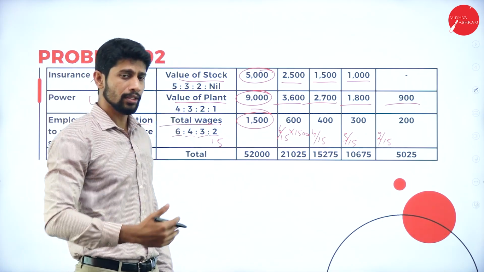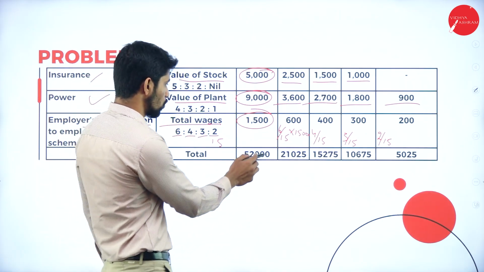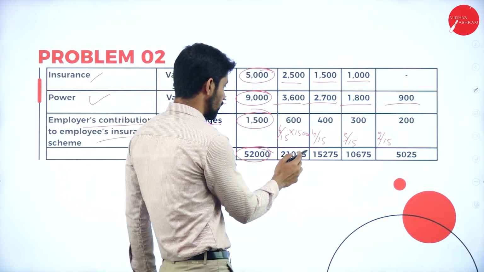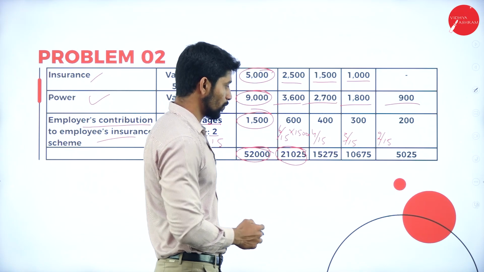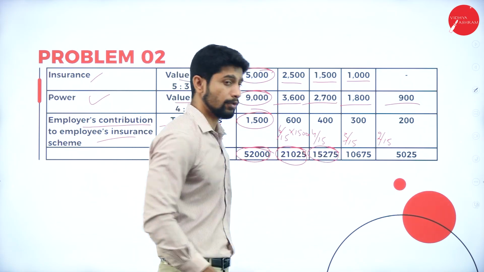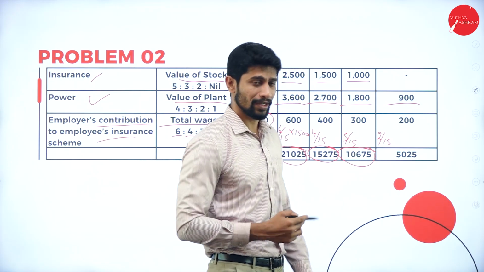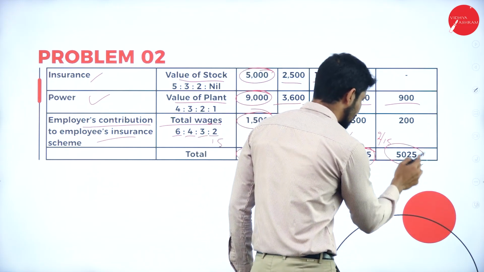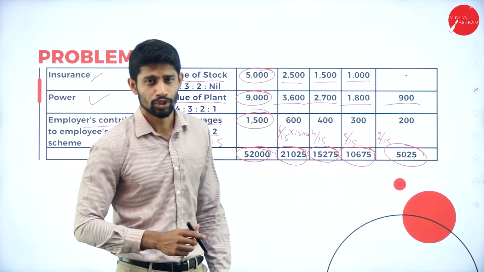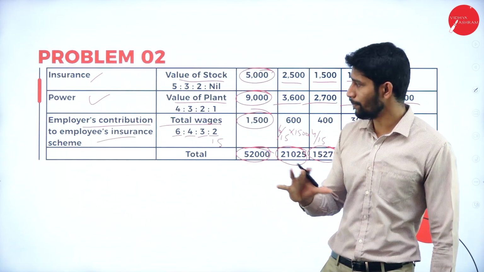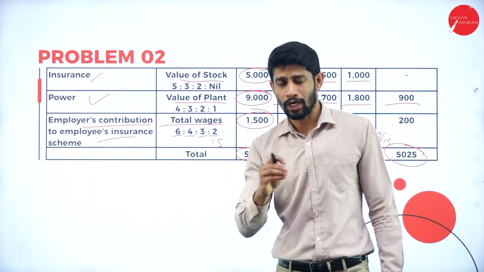So now total each department's cost. So total cost is how much? 52,000. And department A, 21,025. Department B, 15,275. Department C, 10,675. Department D, it is 5,025. So this is how you are supposed to allocate the fund to the different departments based upon the apportionment.